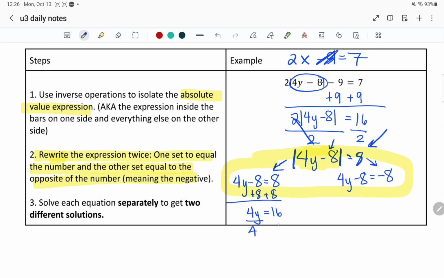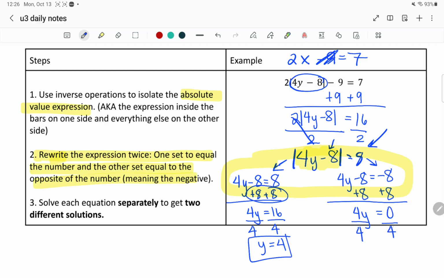Divide by 4 on both sides. There's one of my answers. And then fun fact, the steps are always going to be the same, so I'm always going to add 8, and then I'm always going to divide by 4, like twice. I'm always going to do whatever it is twice. Negative 8 plus 8 is 0. Anything that equals 0, I know that 0 divided by 4 is going to be 0. Like that.